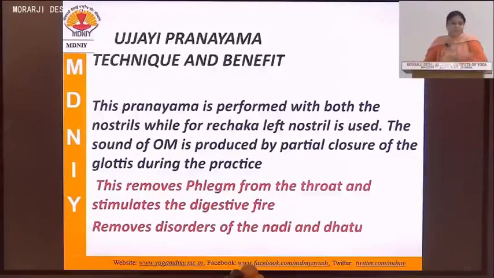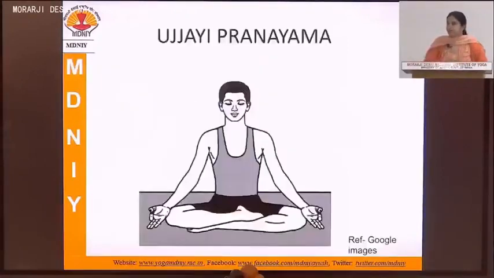Ujjayi means win, victory, victorious. This is Ujjayi pranayam, right? You partially contract the glottis and you produce a hissing sound that is like snoring, and you can feel it from the chest to the throat.